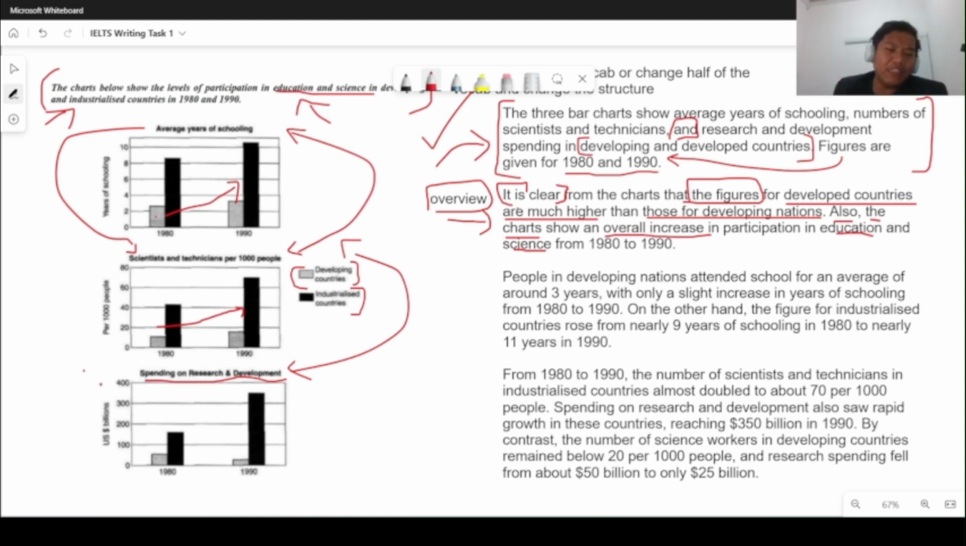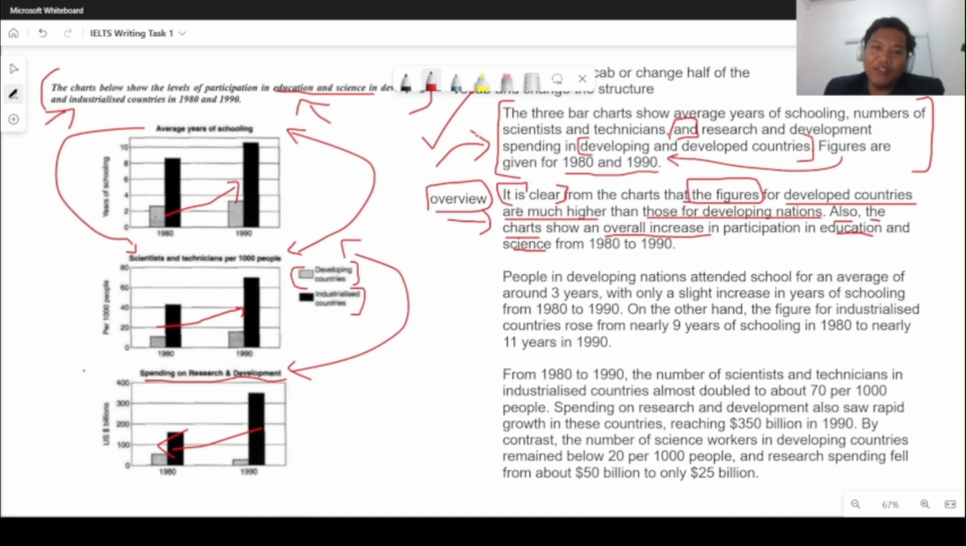Now, should you mention, okay, but for spending on research and development, it actually went down? No, because that is not an overall trend. That's number one. And number two, you have to specify the number to clearly show how it looks like. So that would not go in the second paragraph. Okay? So that's an overview. And so this person did that successfully, the overview. So make sure you do that.